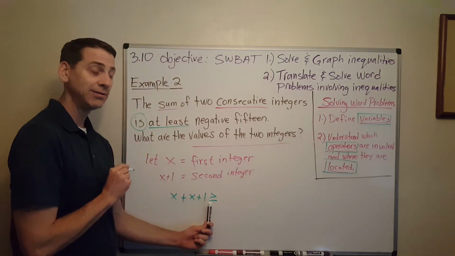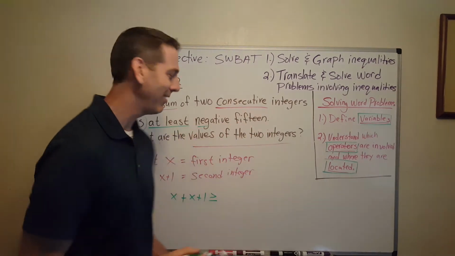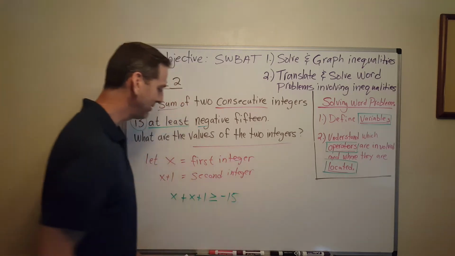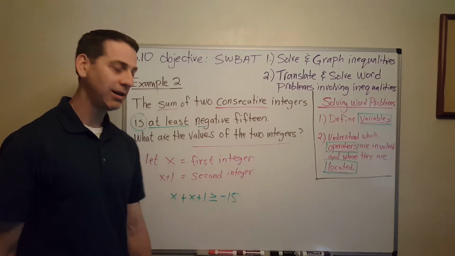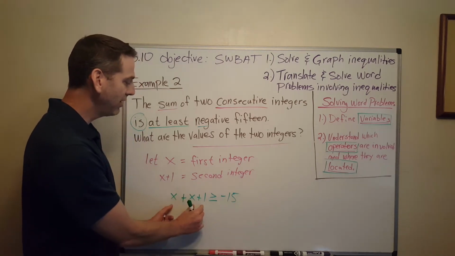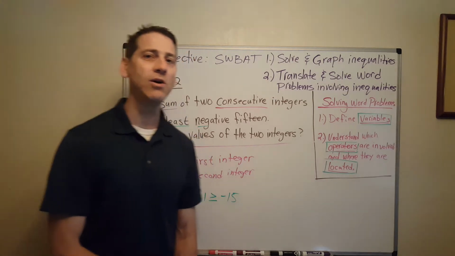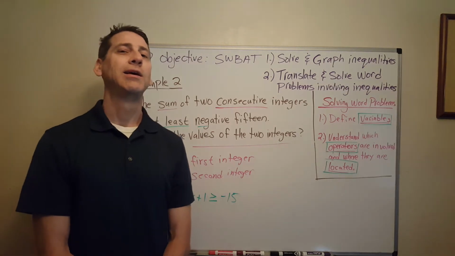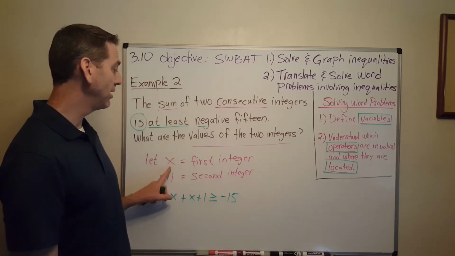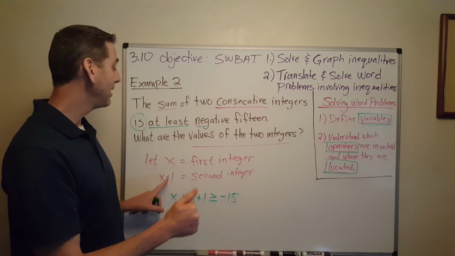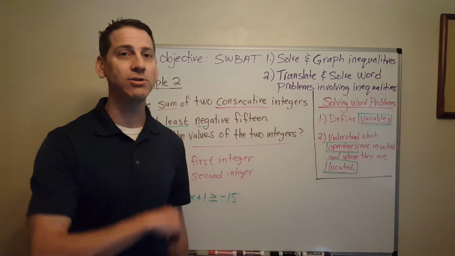The key word there is at least negative 15. They wrote the whole thing out, so I can just write it just like that. There is your inequality: the sum of two consecutive integers is at least negative 15. Pause the video and see if you can solve for x. You're going to get two answers: a value for your first integer and a value for your second integer. As I pause the video, I want you to go to work.